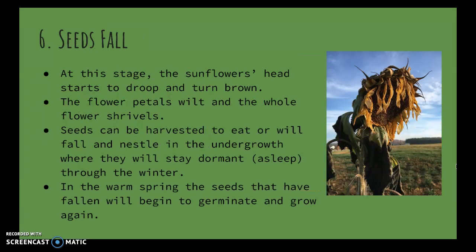The sixth stage is when the seeds fall. At this stage, the sunflower's head starts to droop and turn brown. The flower petals wilt and the whole flower shrivels. Seeds can be harvested to eat or will fall and nestle in the undergrowth where they will stay dormant or asleep through the winter. In the warm spring, the seeds that have fallen will begin to germinate and grow all over again.